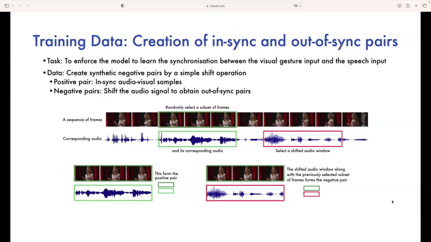Now we have to create negative pairs as well. And how do we get this? Using a simple shift operation. We have the audio, we just shift the audio for a few seconds and we get the shifted audio. Now this shifted audio with the previous subset of frames will form the negative pair because here the audio and the video are clearly out of sync. We form k such negative pairs to train our network.